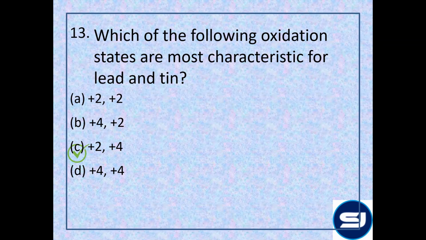Sorry, my mistake. Tin and lead are arranged in this order. So lead will have the oxidation state of +2 possible, and for tin the oxidation state of +4 was more feasible. So most of the stable compounds of tin are in the +4 oxidation state. Sorry, and lead has the stable compounds in the +2 oxidation state.